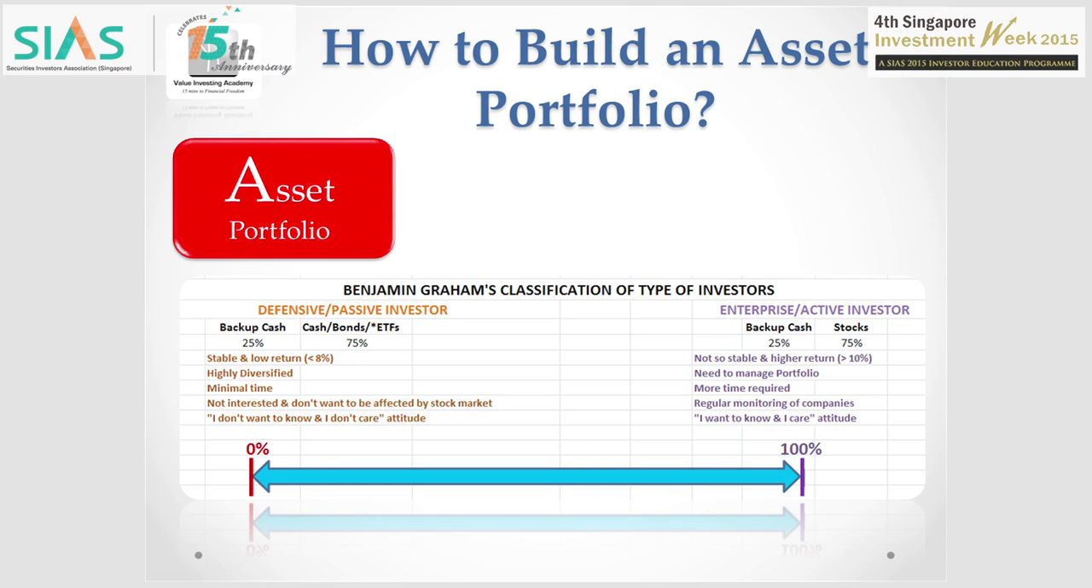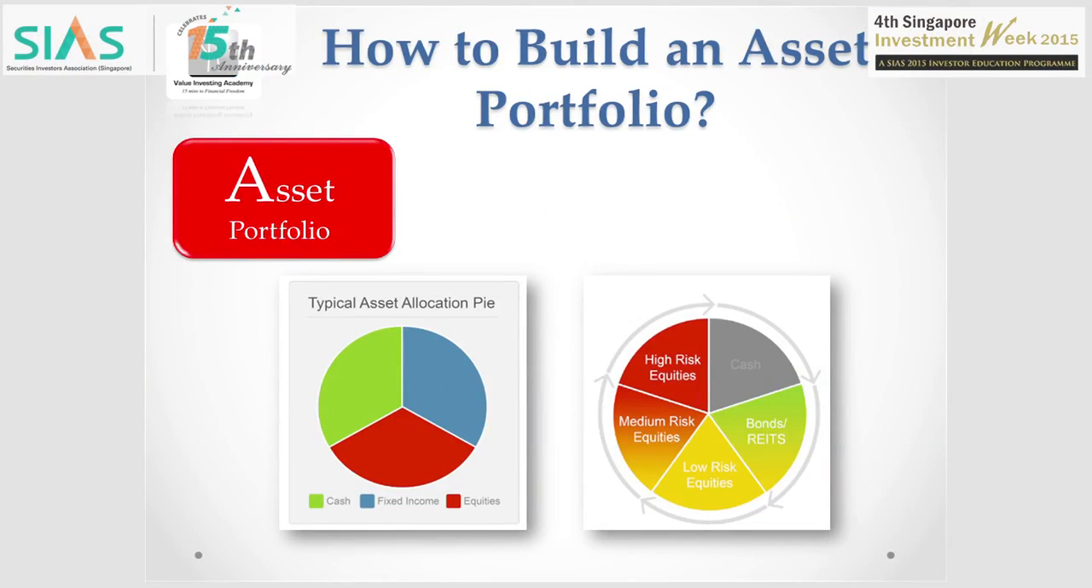If you look at the expectations of the defensive investor, they want a stable return, they don't want to spend too much time, and they have the attitude of I don't know and I don't care. So if somebody asks them, what is the stock price? I don't know and I don't care. If people are so busy with their own schedule, they might want to lean towards being a defensive and passive investor. In that case, the portfolio structure, as a rough guide, will consist of 25% cash, and the remaining could be fixed income, bonds, or ETFs. Something that they don't really need to spend so much time on. So 25% and the remaining 75%.